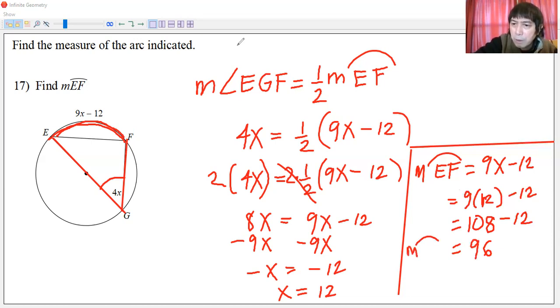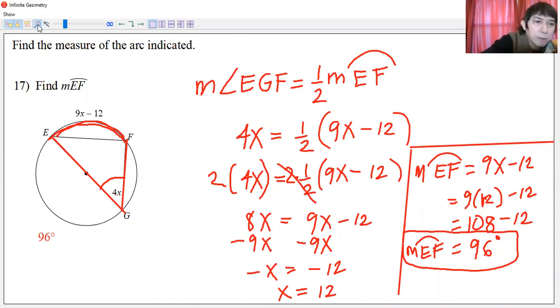The measure of arc EF is 96. Because the one inside is 48: the inscribed angle is 4x, so that's 4 times 12, that's 48. Times 2, that's 96. Yeah, that's a little check. So we're after the arc, not the angle. So our answer is 96 degrees. Let's check and verify. Look at the diagram below. Yes, it's 96 degrees. The answer from the computer is 96, which is also our computed answer.